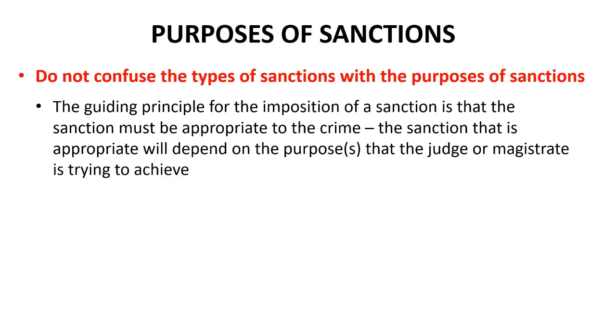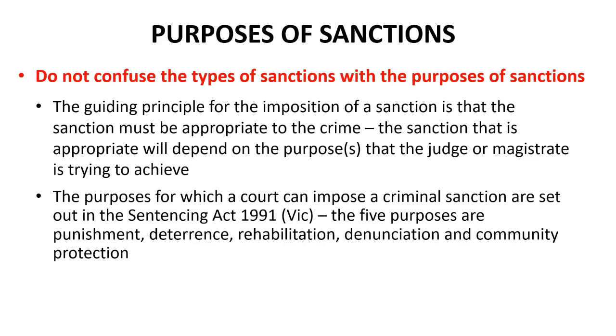This is because a community correction order can include a condition that requires the accused to undergo treatment, such as treatment for drug addiction, and so is very effective at achieving the purpose of rehabilitation. In such a case, the sanction is a community correction order and the purpose of the sanction is rehabilitation.